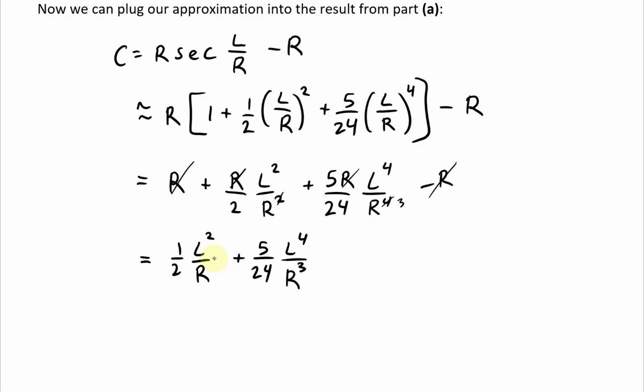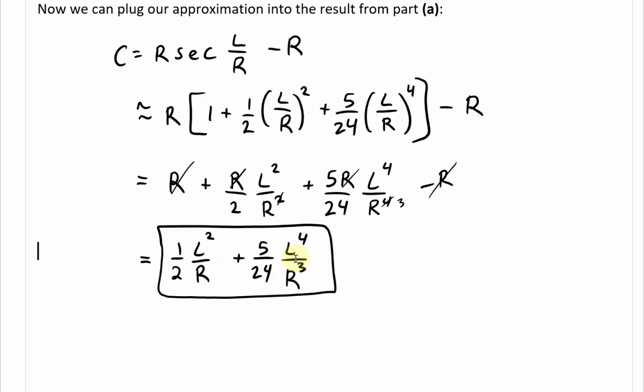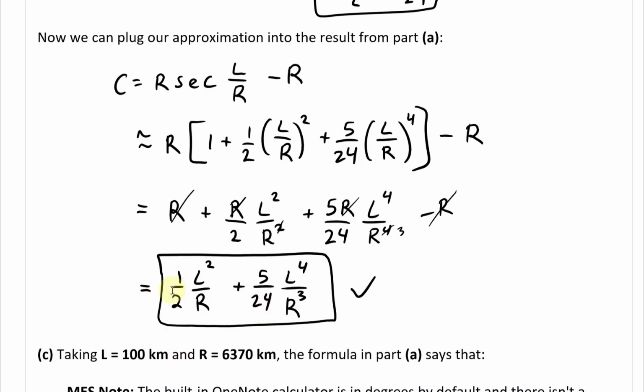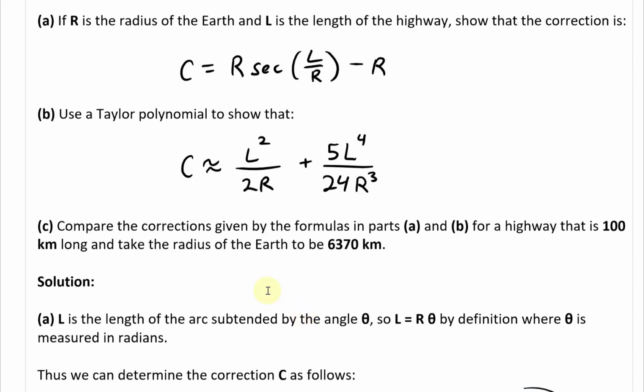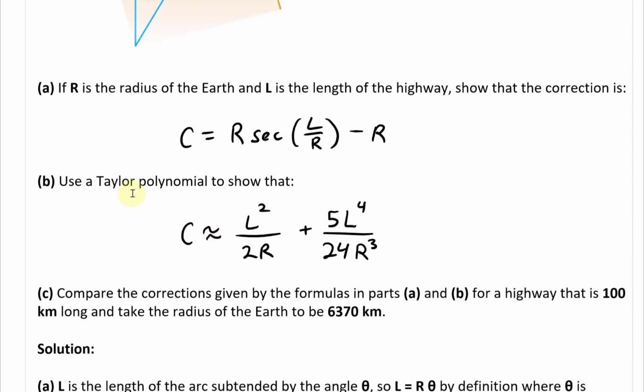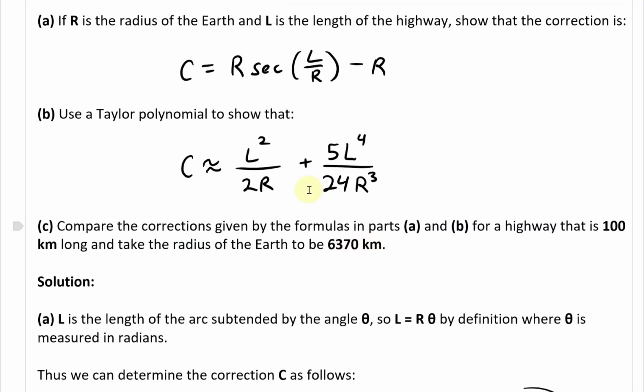And that is what we have. Let's block this out. This is in fact exactly what we had earlier, and we can double check that by scrolling up. This is 1/2, this is 5 over 24, then we have L squared over R, L to the 4 over R cubed. So let's scroll up. Where is our question? Right here, we use a Taylor polynomial to show that C is approximately equal to L squared over 2R, that's our 1/2, plus 5 over 24 times L to the power of 4 divided by R cubed. So yes, exactly as we determined.